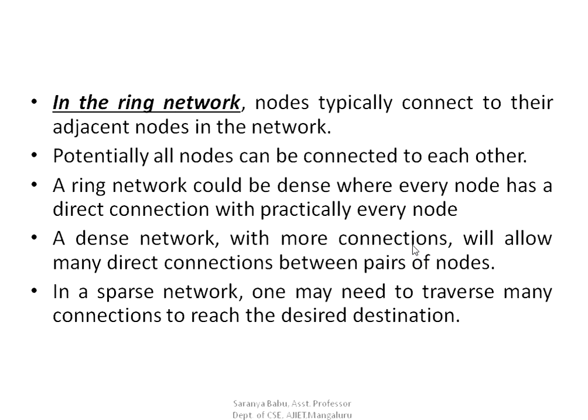So, a dense network with more connections will allow many direct connections between pairs of nodes. In a sparse network, one may need to traverse many connections to reach the desired destination. In order to reach a desired destination in a sparse network, it might take a lot of time because we know the connections are limited. Clear? The connections are going to be limited.